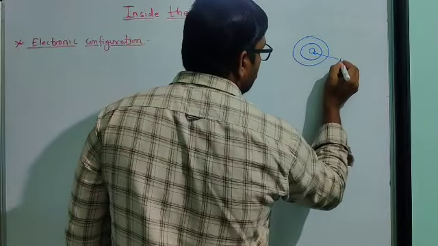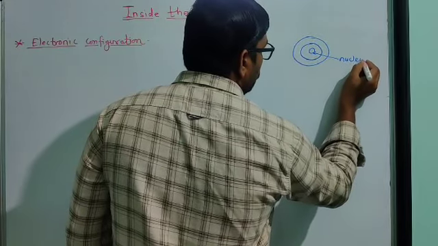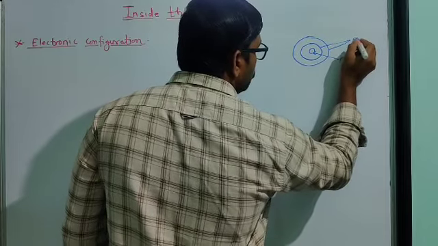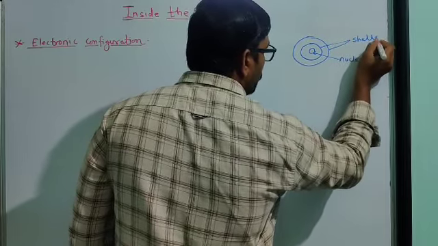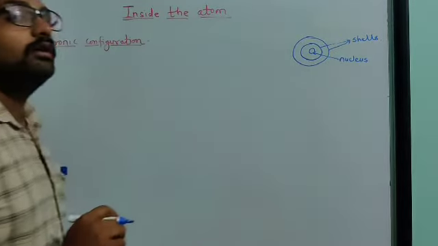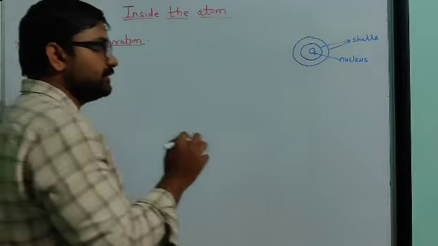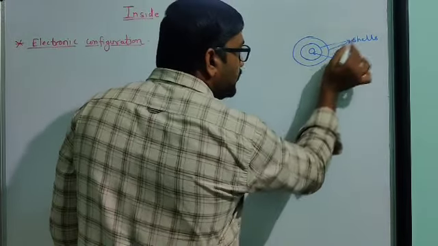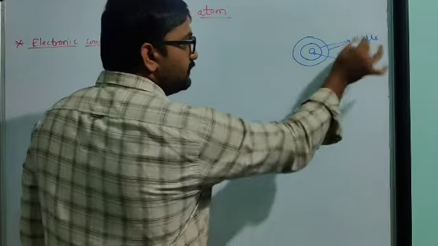Suppose this is the nucleus and these two are the shells. Okay. So in that shell what happens? All the electrons are present. Whatever electrons this atom has, all those electrons are present in these shells.